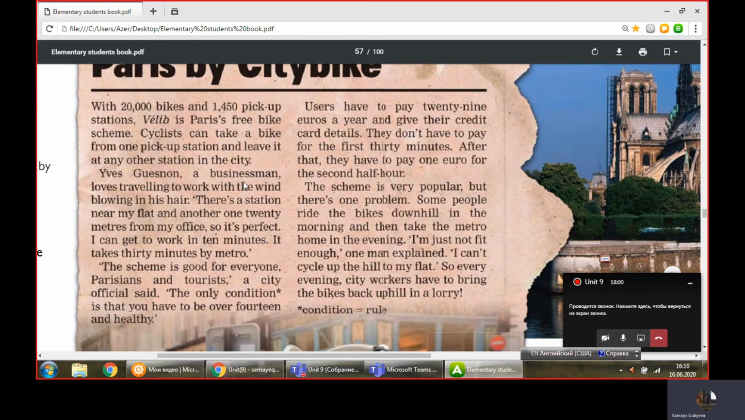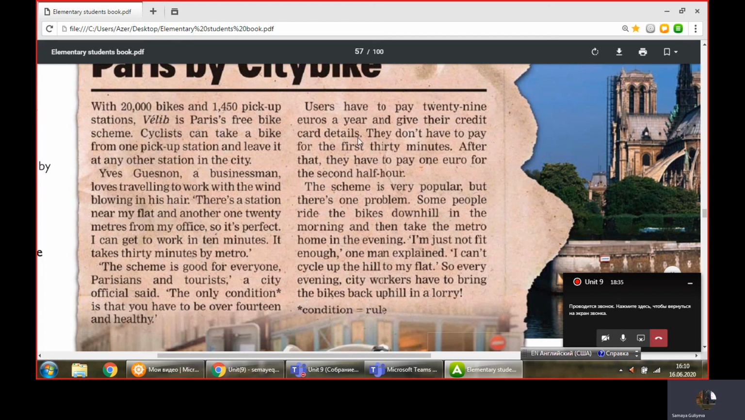Jensen, a businessman, loves traveling to work with the wind blowing in his hair. There is a station near my flat and another 120 meters from my office, so it is perfect. I can get to work in 10 minutes. It takes 13 minutes by metro. The scheme is good for everyone, Parisians and tourists, a city official said. The only condition is that you have to be over 14 and healthy.